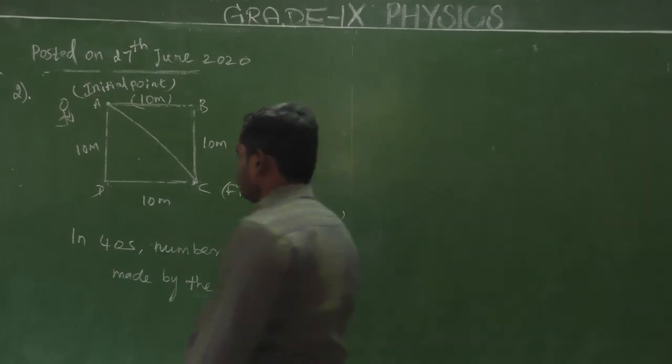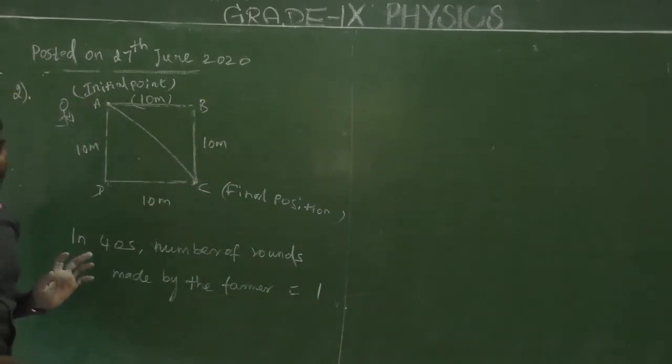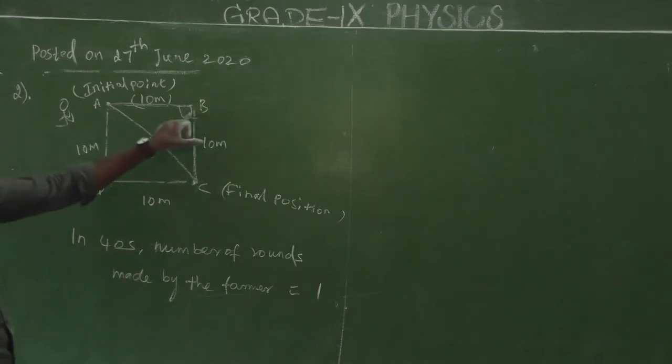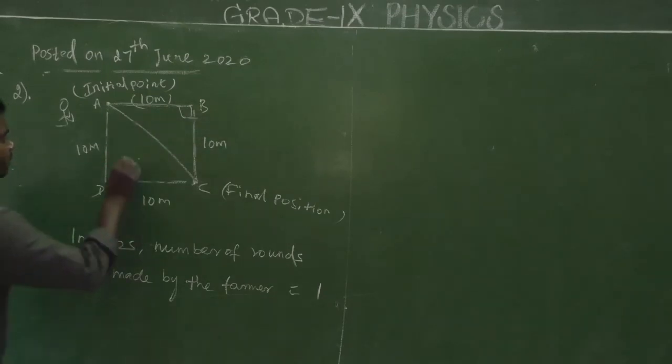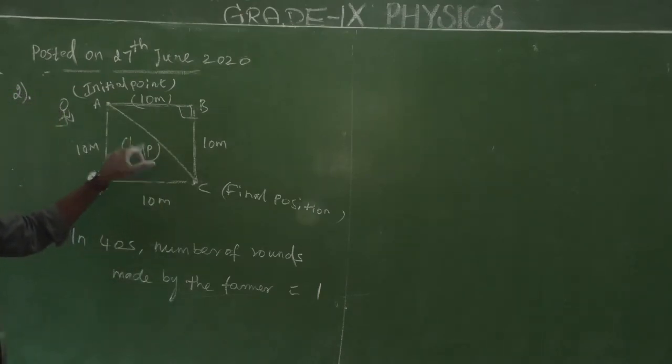So look here. We need to calculate the AC value. This is the displacement. There is a right angle, so this is a right angle triangle. The side opposite to the right angle is the hypotenuse. This is the hypotenuse. Here we need to calculate the AC value.